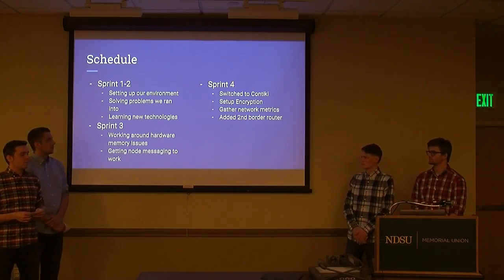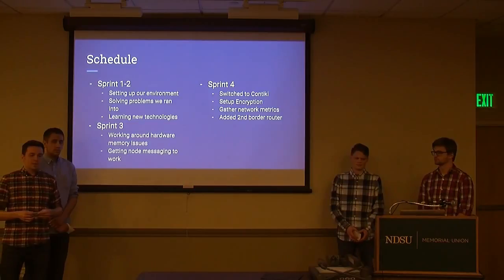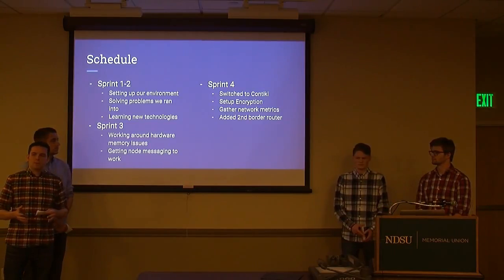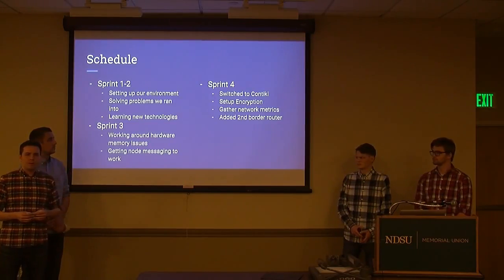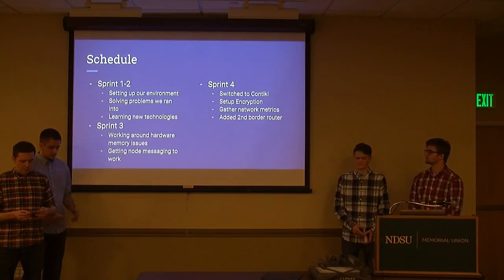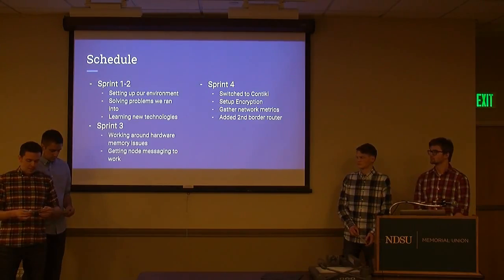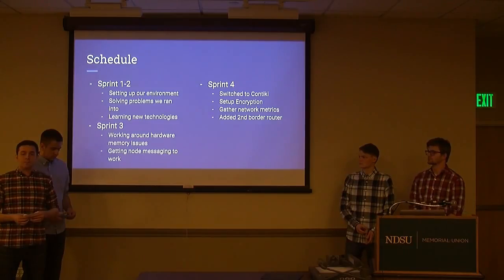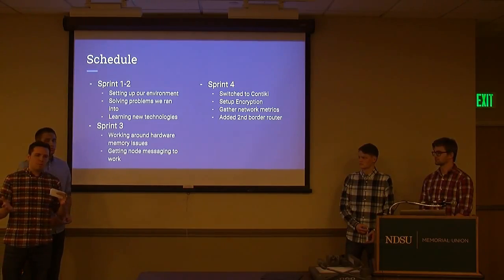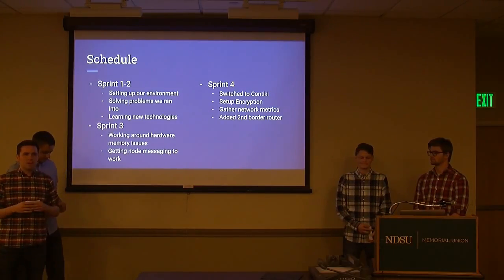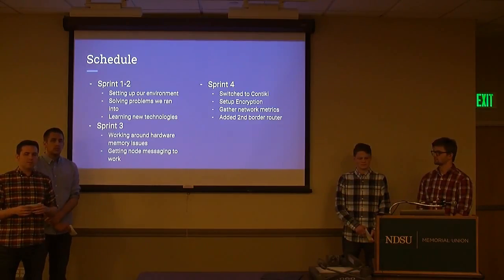Finally, in our fourth sprint, we did a lot of work, and we got Collect View working, which is a way to view metrics about your network. We got encryption working. We added a second border router to the network, so that we could support more nodes and have less of a power draw on specific nodes. It just made it more efficient.